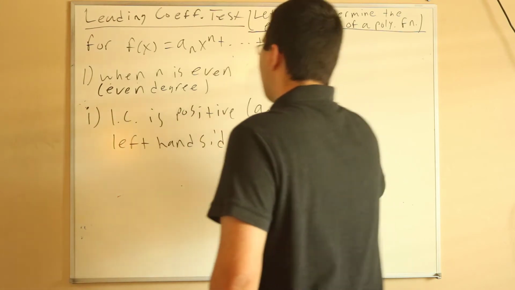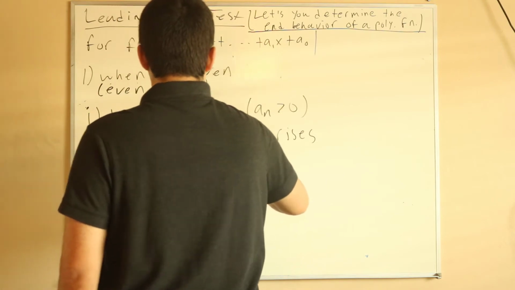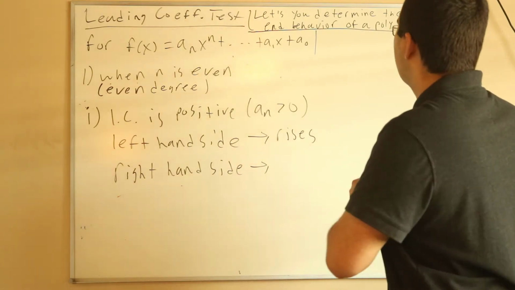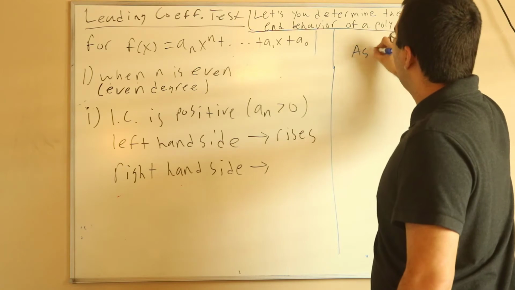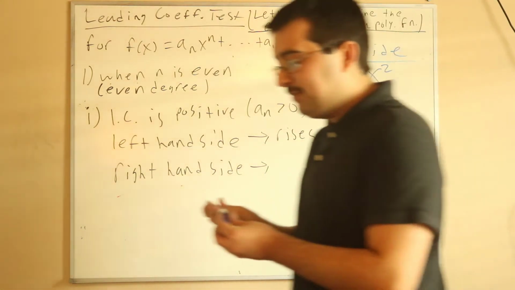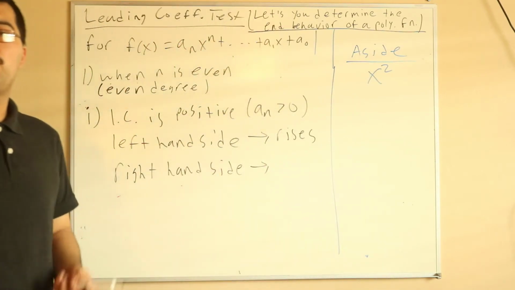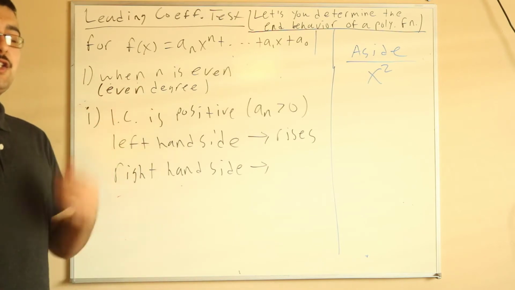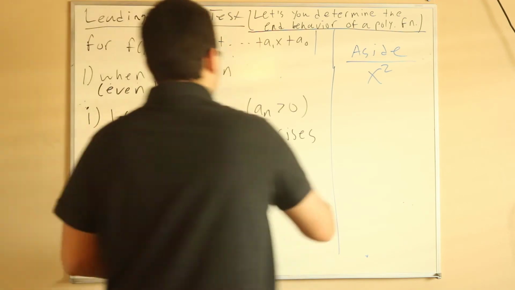rises and the right-hand side, what is the right-hand side going to do? Well, at this point, I would like you to do this again. Go ahead and write down another aside. And again, go ahead and consider x squared, our most basic even polynomial function. What happens on the left and the right for an x squared graph? Take a moment, think for yourself. Right? So the x squared makes that parabola, so both the left and the right-hand sides rise.